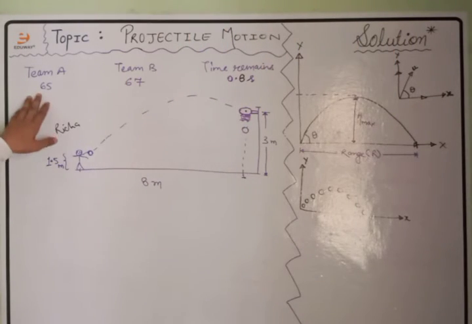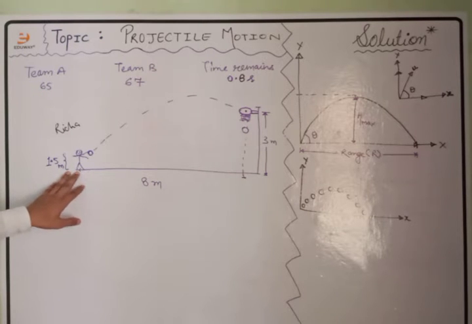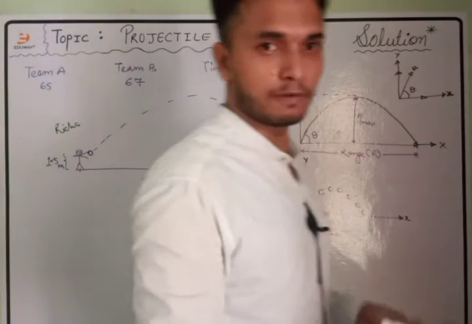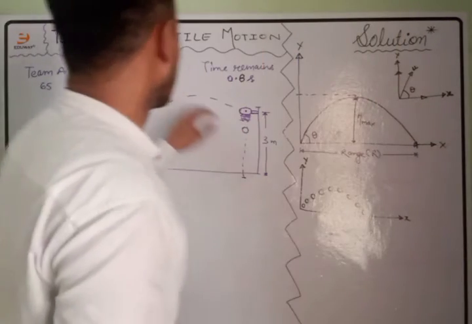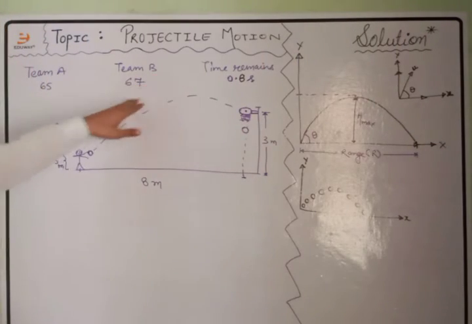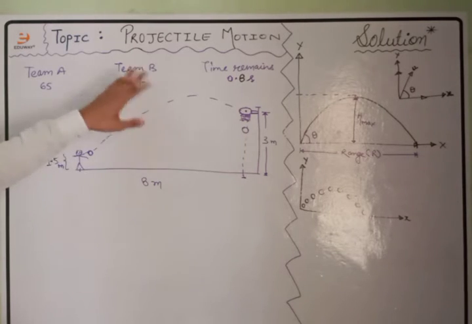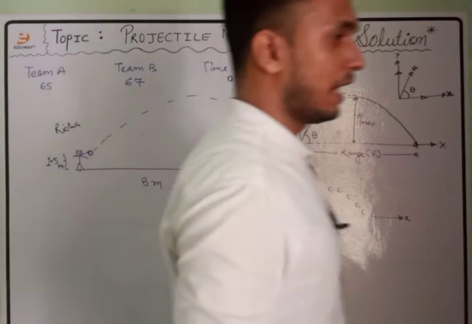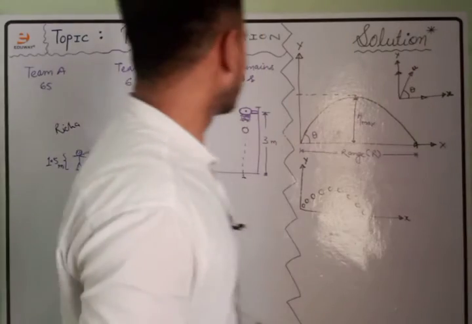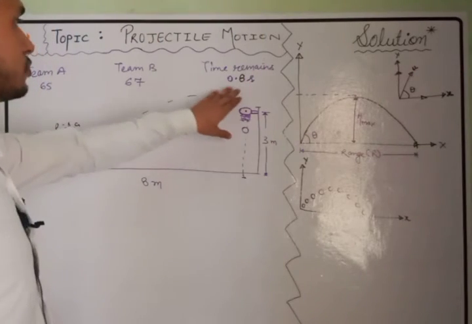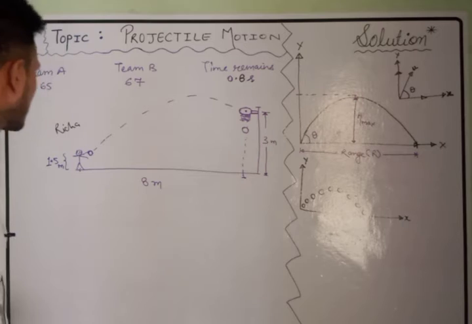She belongs to a very good team A and she is participating in a basketball match where, against the opposition team, let's say team B, after some time their scores are 65 and 67 respectively. And the time left to finish the match is only 0.8 seconds.